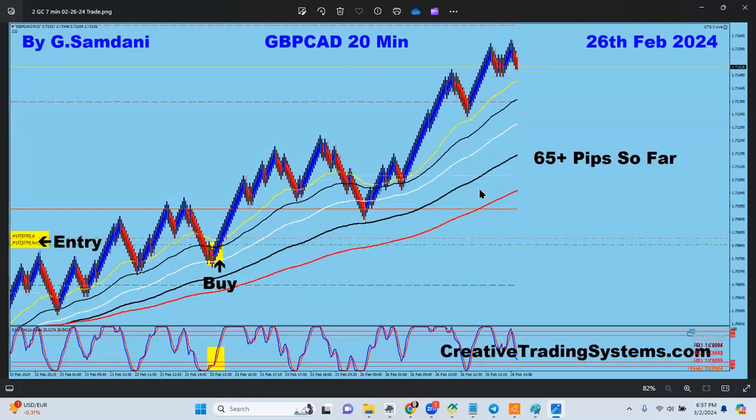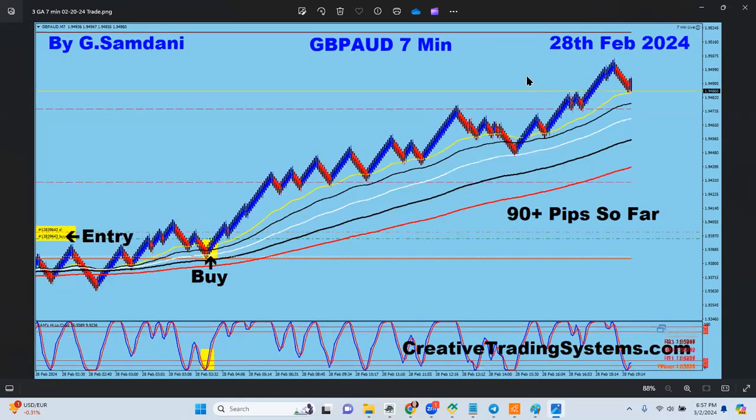I get pound CAD for 65 pip, orders are there. Most of these trades are taken by my EA robot, live trades. And this is right there, it's a 7-minute live chart, right? So the robot is opening the trade, placing the SL and TP.